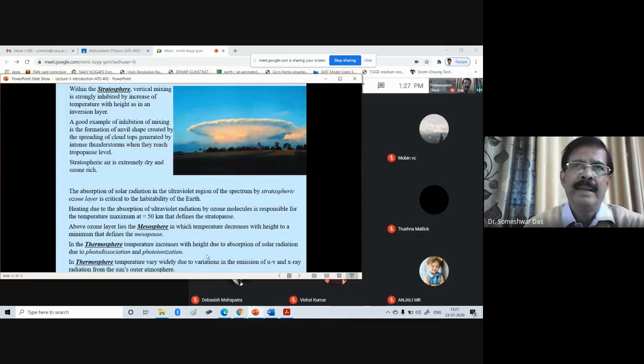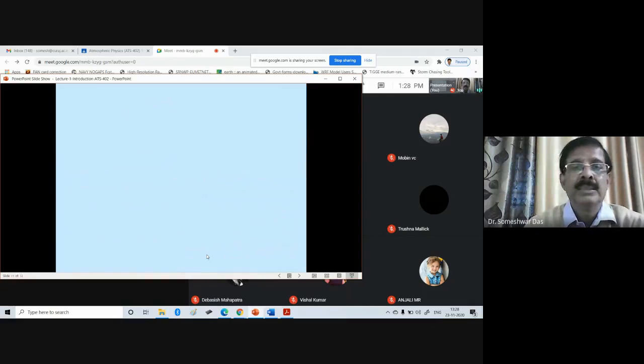But the problem is the data. How to get the data on a regular basis? Above the tropopause, data is a big problem. Within the troposphere, no problem; there are so many sources of data. But above the tropopause, the data sources are very few. So that is about the temperature.